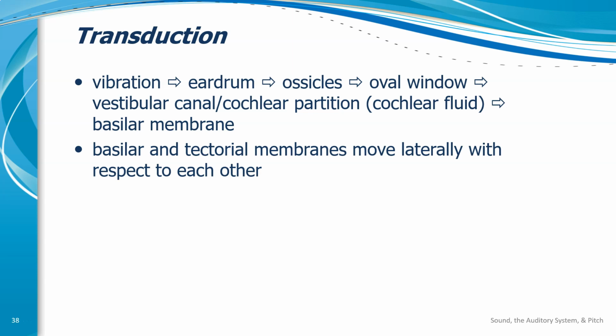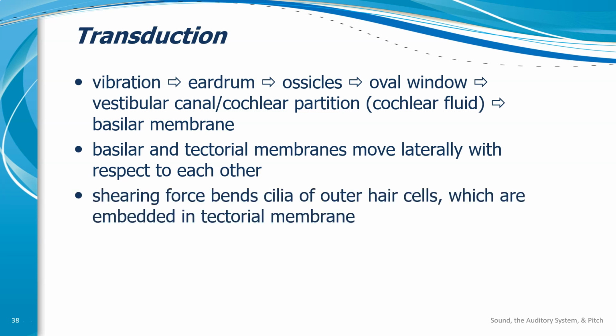And just a note about the membranes. The basilar and the tectorial membranes don't move up and down. They move laterally, that is, side to side, with respect to each other. They produce a shearing force. When that shearing force is produced, it bends the cilia, specifically of the outer hair cells. The outer hair cells are embedded in that overhanging, transparent purplish tectorial membrane. Now remember, the outer hair cells are not involved in any sensory function whatsoever. So what do they do? I'll get to it. Patience. Let's turn to the inner hair cells.